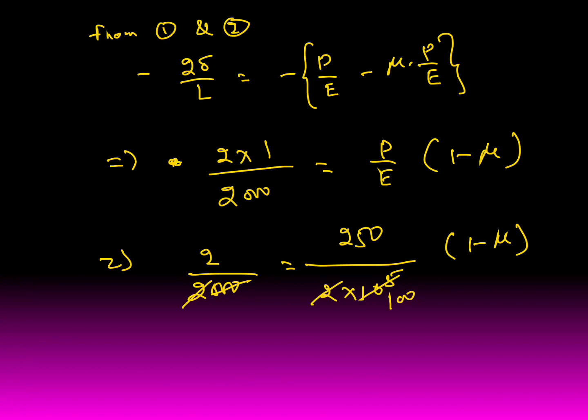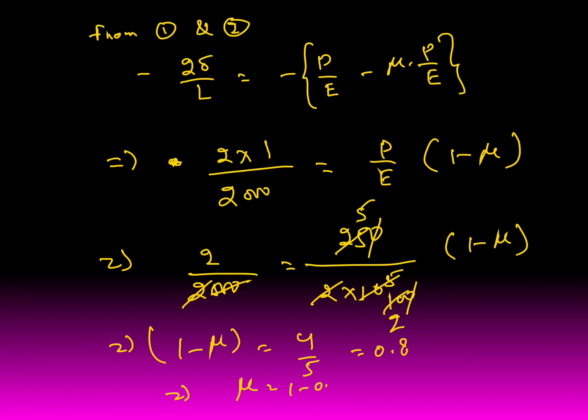Then 25 and 10, 5 into 5, 5 into 2, 1 minus mu equal to 4 by 5. 4 by 5 is 0.8. So mu equal to 1 minus 0.8. It's equal to 0.2. Mu equal to 0.2. This is your answer. It's a fill in the blanks question. 0.2, this is your answer.